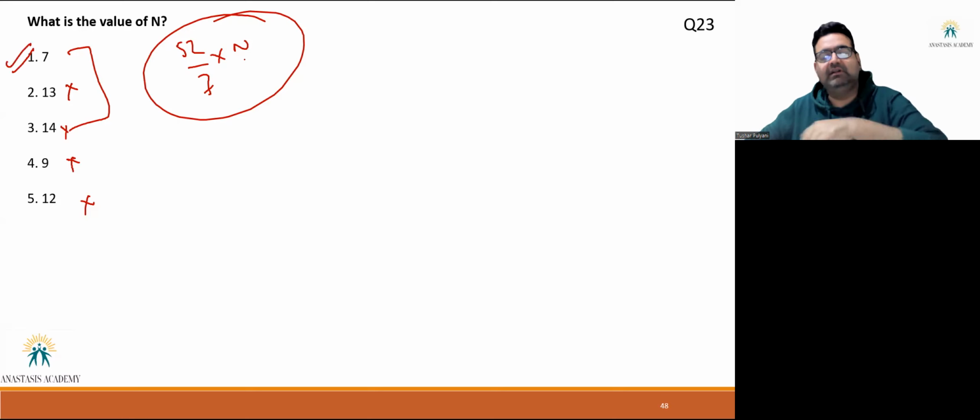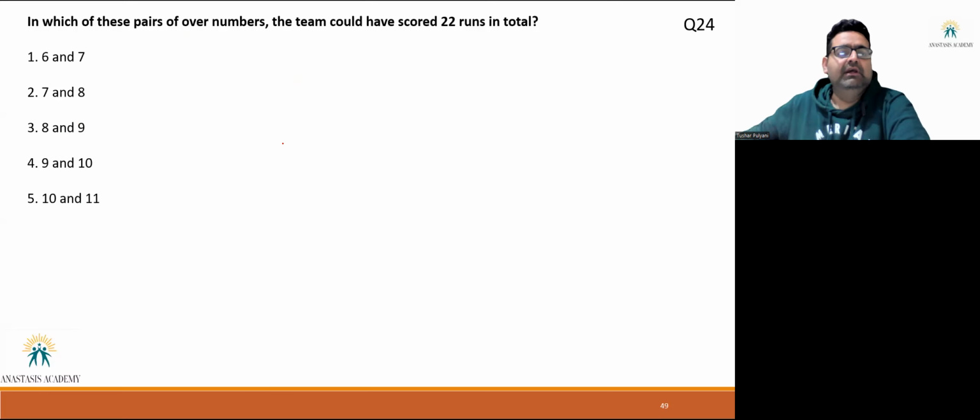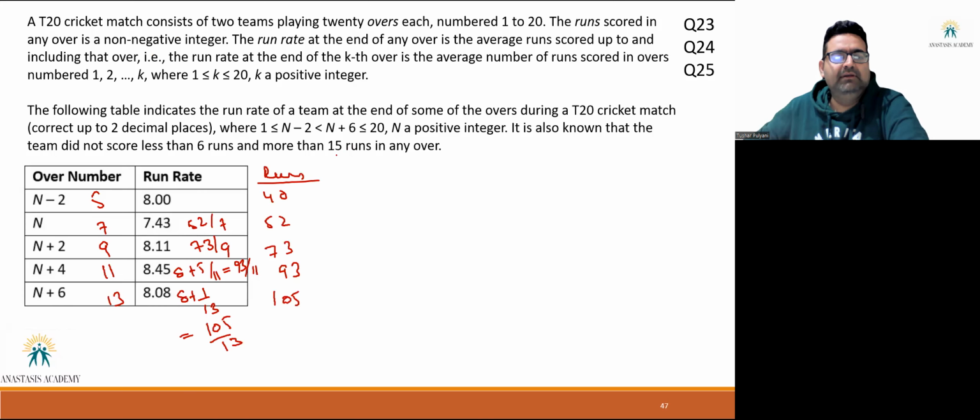Let's see what the other two questions being asked to us are. They said in which of the pairs the team could have scored 22. See, 40 to 52 is not 22. These are two overs, right? This gap is 12. This gap is 19. I'm so sorry, 21. Right? This is 20 and this is 12. So none of the overs.